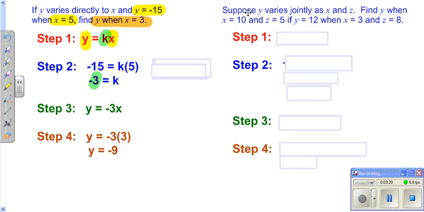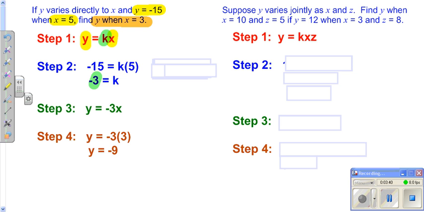Over here we have y varies jointly to x and z. Jointly is typically a direct variation, so you're going to go y equals, because it says y here, varies, so it's y equals. Always have your constant of proportionality to x and z, so they're both hanging out there together.